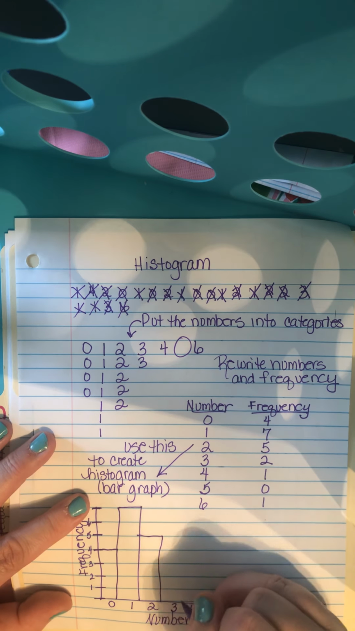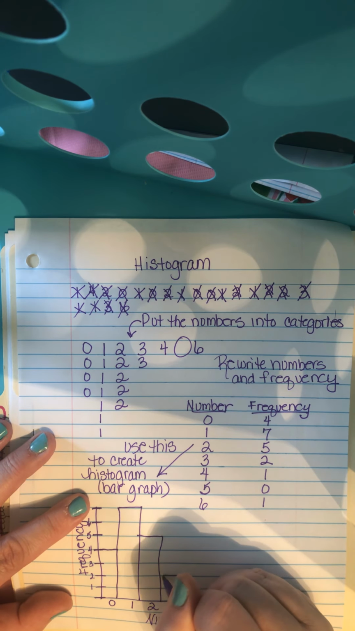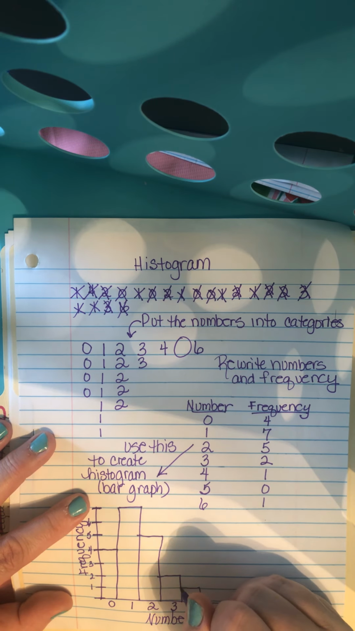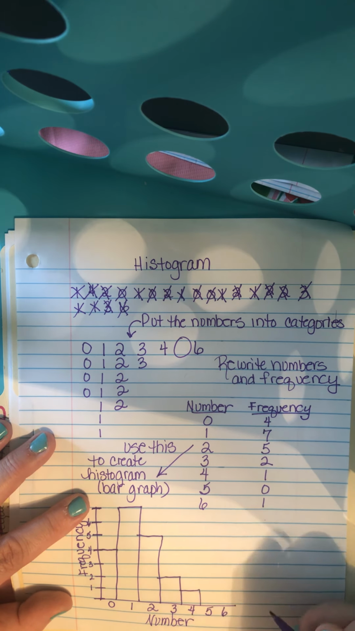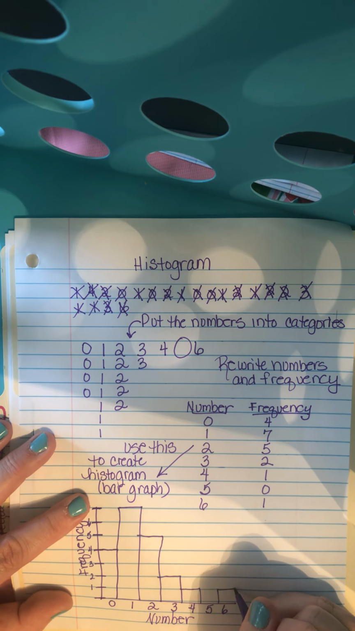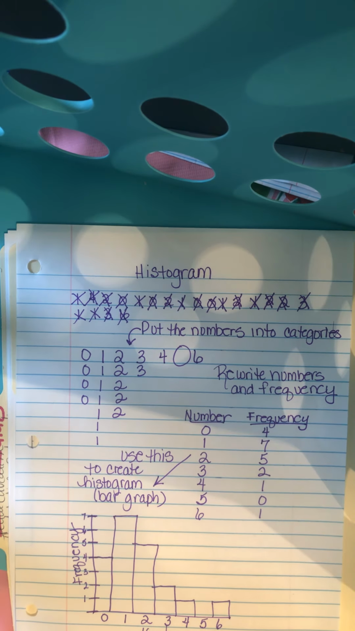For 3, we're going to go to 2. For 4, we're going to go to 1. 5, nothing. We're just going to leave it. And 6 is going to be 1. And we've just created a histogram.